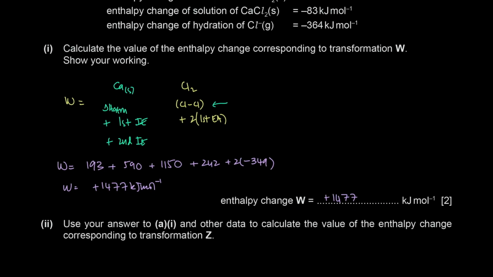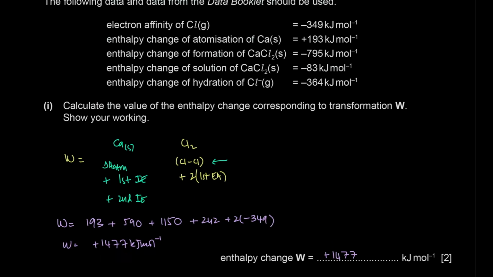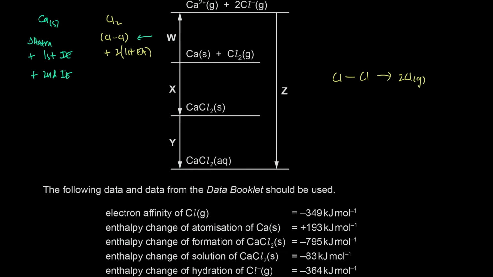Use your answer to A part 1 and other data to calculate the value of the enthalpy change corresponding to transformation Z. So we can say that W plus Z, if you start here, go W and then go Z, is the same as saying X plus Y. So if you were starting with the elements, you can either first convert them to gaseous ions and then form the aqueous solution, or you can start with the elements, make the solid, and then make the aqueous solution.